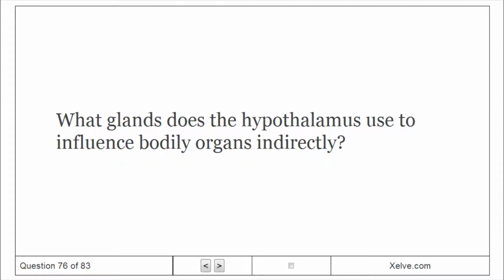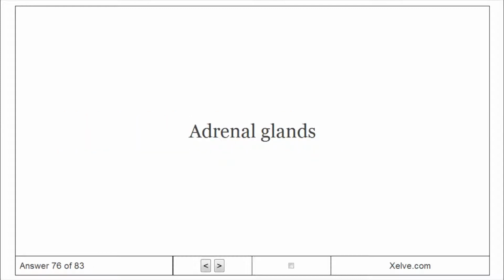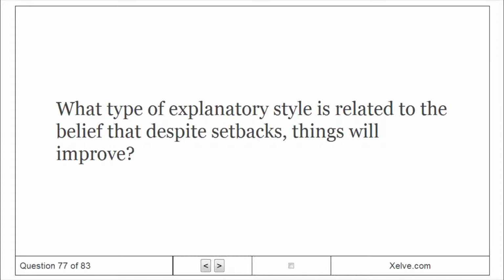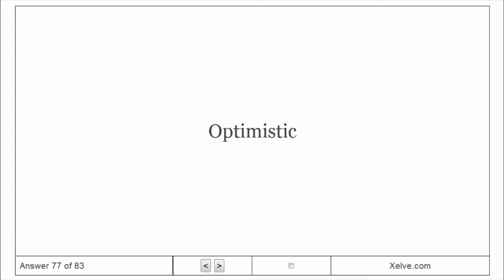What glands does the hypothalamus use to influence bodily organs indirectly? Adrenal glands. What type of explanatory style is related to the belief that despite setbacks, things will improve? Optimistic.